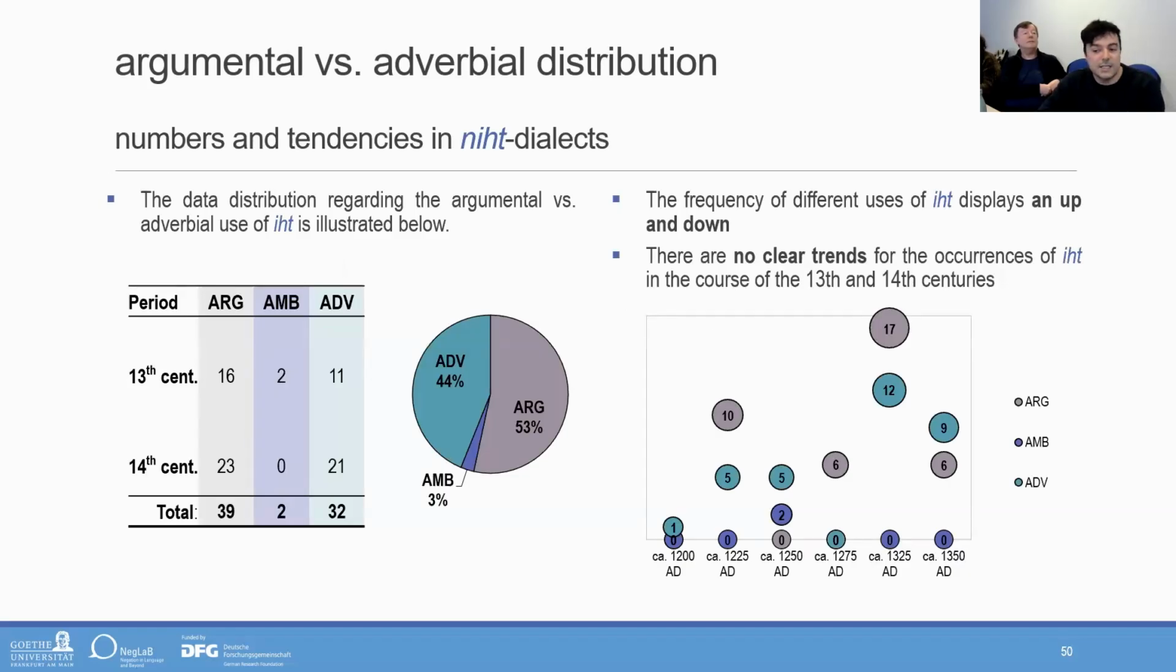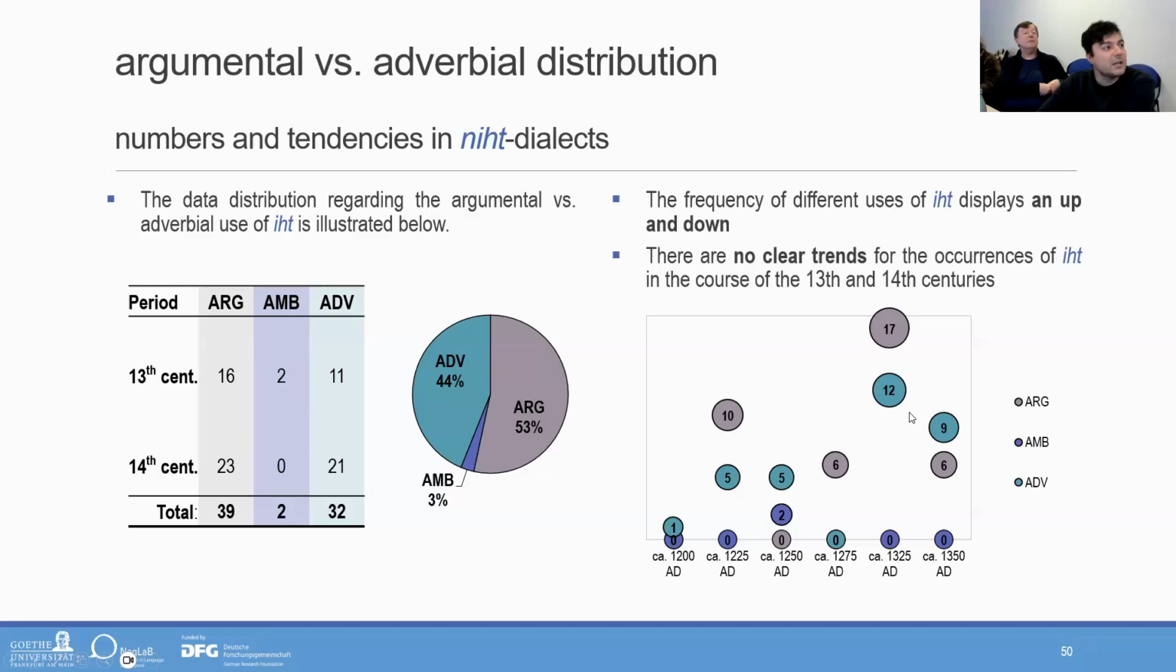And if you look at the whole data, you will see that most of the uses are as an argument. But you also have a lot of examples where it's used as an adverb. We also have these two examples where it was used ambiguously. And if you look at the development from the 13th to the 14th century, you cannot really find any trends, because there's a big up and down. Sometimes the argumental use was more, and then sometimes again the adverbial one, so you cannot really find a pattern.